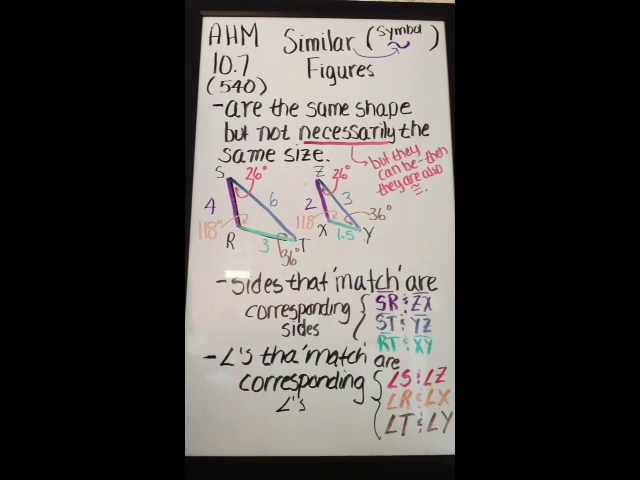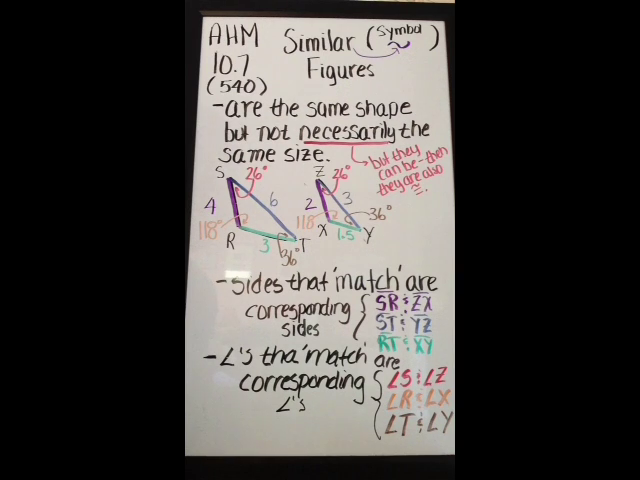All right, so here's an example. This is a reproduction of what's in your book on page 540, but I did add some nice colors. I have this triangle and this triangle, SRT and ZXY, that are similar. In similar triangles, the sides that match are called corresponding sides, and the angles that match are called corresponding angles. What I mean by match is not necessarily that they're the same color, that's just to help you pick those out, but that they're in the same position in the figure, okay?